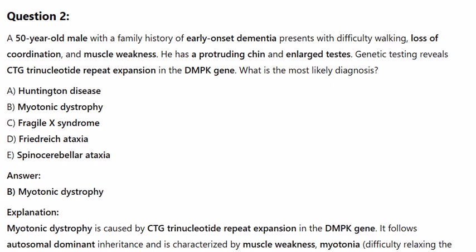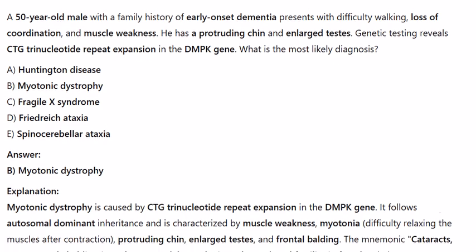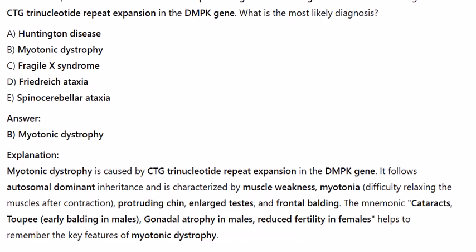It follows autosomal dominant inheritance and is characterized by muscle weakness, myotonia, difficulty relaxing the muscles after contraction, protruding chin, enlarged testes, and frontal balding. The mnemonic, cataracts, 2P, early balding in males, gonadal atrophy in males, reduced fertility in females, helps to remember the key features of myotonic dystrophy.